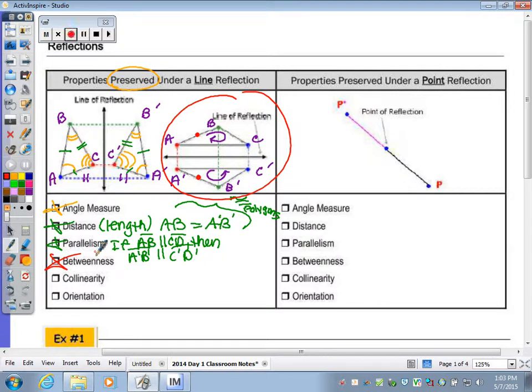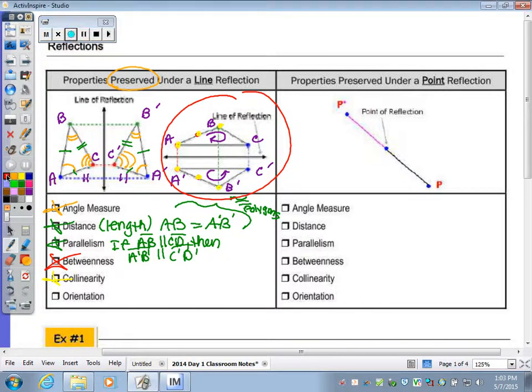Then that brings us to collinearity. What that's saying is these 3 points that I look at on this side, since I drew that point between, if those points are collinear, then when I reflect, the points still remain collinear, and that's true. And then last, is orientation the same? No, so I don't check that box. Okay? So on the right side, again, properties preserved under a point reflection.